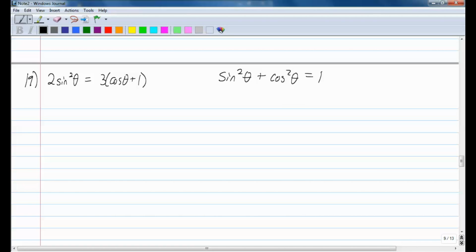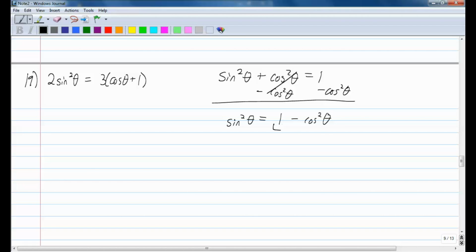And the reason we have to use this one is, to solve this, I'm going to need either all sine terms or all cosine terms. So I can't change cosine over to sine easily. But I can change sine squared over to cosine squared easily by using this identity. And the way that you would use it is you get the sine squared term by itself. So subtract cosine squared from both sides, and you'll have sine squared theta equals 1 minus cosine squared theta.